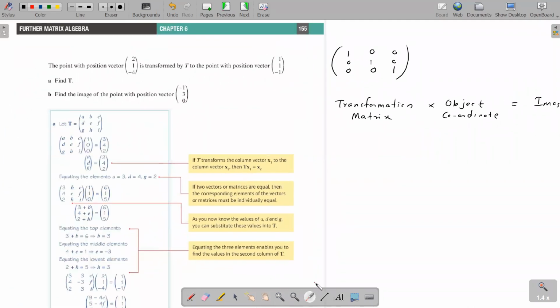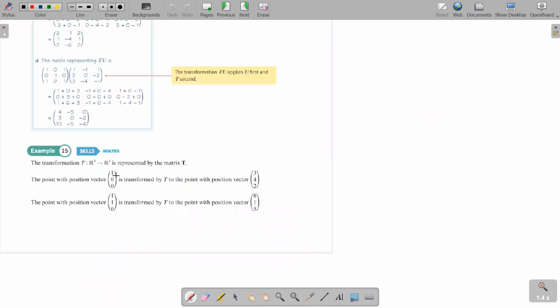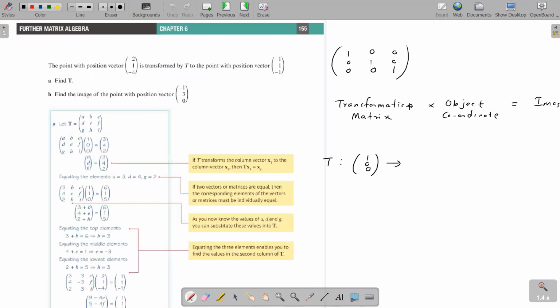So now the very first object coordinate is (1, 0, 0). (1, 0, 0) is transformed by T to what? (1, 0, 0) is transformed to (3, 4, 2). Are you with me? But have they given you the rule with which they transform? No, the rule is not given to you. That's what you're supposed to find.